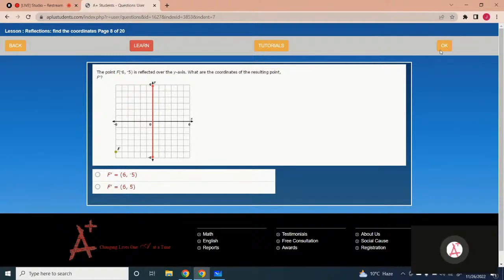Okay, the point F, negative 6, negative 5, is reflected over the y-axis. What are the coordinates of the resulting point? So the new coordinates are, very good, they are 6 and negative 5. The first option is the correct one.